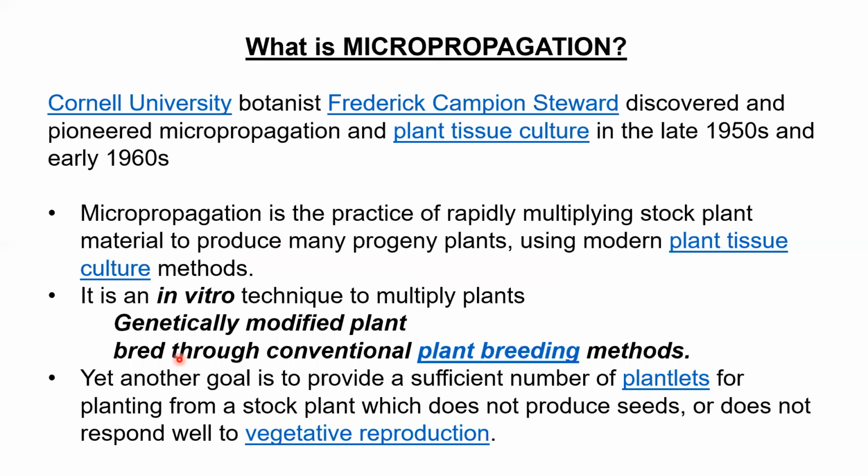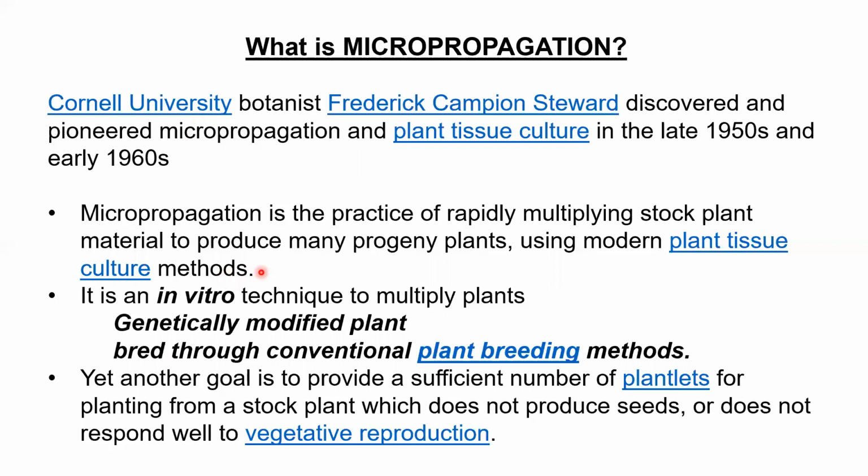Okay, so it was pioneered by Faraday, Campion, Stewart at Cornell University in the 1950s and 1960s. That was the time when the micropropagation method was discovered and optimized. Cornell University is one of the major universities of the United States of America. And the definition is: it is the practice of rapidly multiplying stock plant material to produce many progeny plants using modern tissue culture methods. Now, this definition is very important.